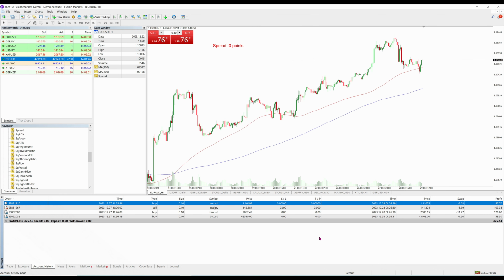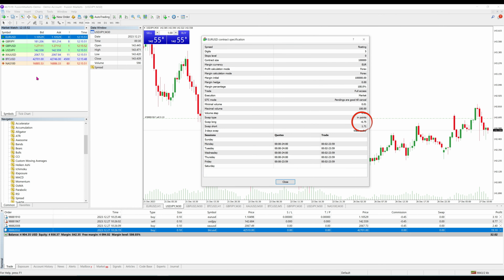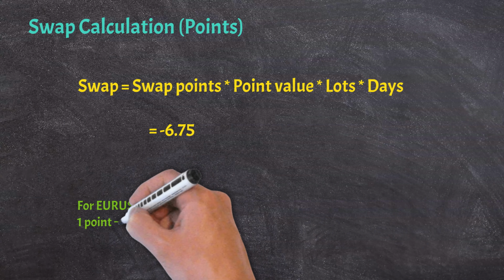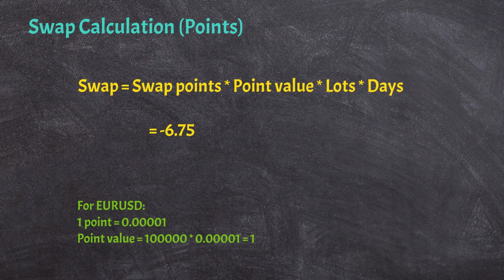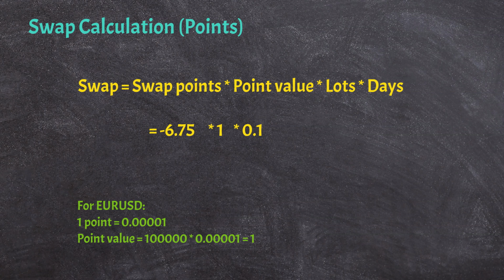I'll illustrate the calculation with this euro-dollar trade, which was opened on a Wednesday and closed the following day. On that Wednesday, the euro-dollar long swap was minus 6.75 points. 1 point of the euro-dollar is 0.00001, or 1/10 of a pip. With one standard lot of 100,000 units, a 1-point move represents $1. The point value is therefore $1. 0.1 lots were traded, and although the trade was held only for one night, it was a Wednesday, so triple swaps were incurred, producing a $2 swap debit.